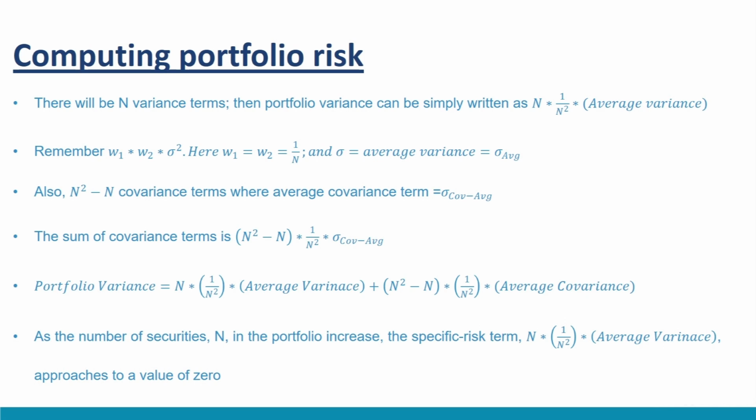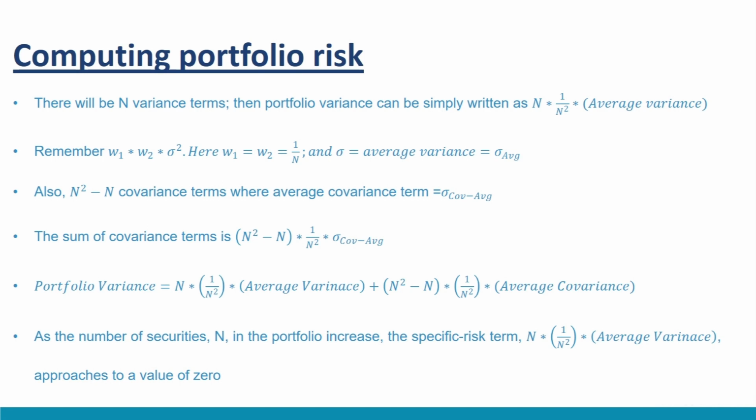Similarly, we can define the average covariance term, that is sigma covariance average. Here, this average covariance reflects the market risk component, that is the risk of the portfolio driven by the covariance across securities. If summed up across n square minus n columns, that is n square minus n into 1 upon n square into sigma covariance average, the overall combined portfolio variance term becomes portfolio variance equal to n into 1 upon n square into average variance plus n square minus n into 1 upon n square into average covariance.